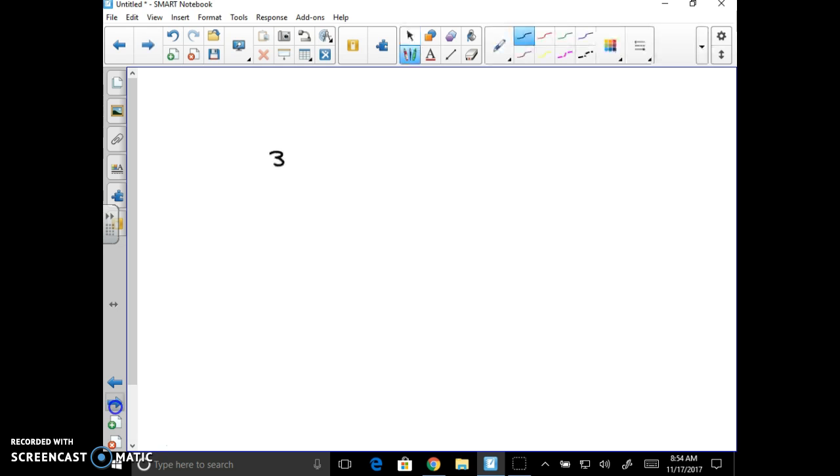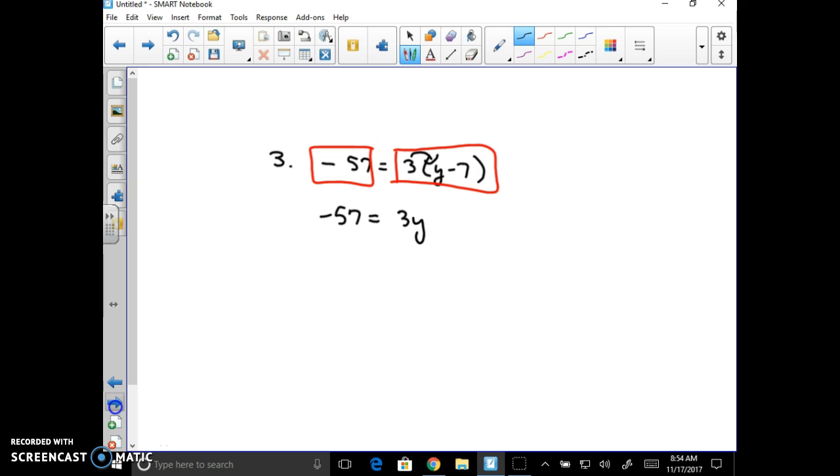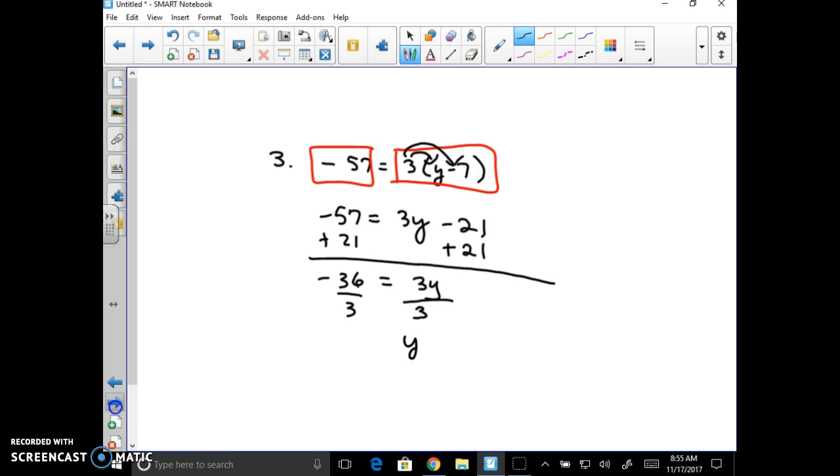Number 3, negative 57 equals 3 parentheses y minus 7. So you have distributive property. Box. Do inside the boxes before you start moving things from one side of the equation to the other. So you have 3y minus 21. So we're going to add 21. Gives you negative 36 equals 3y. Divide both sides by 3. And y equals negative 12. Do your check.